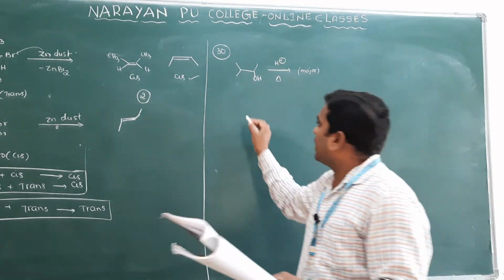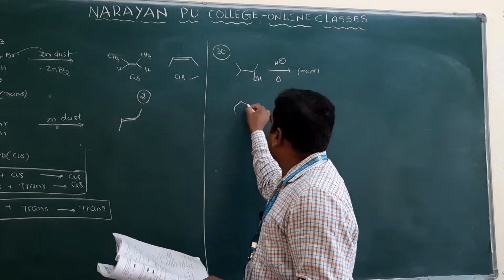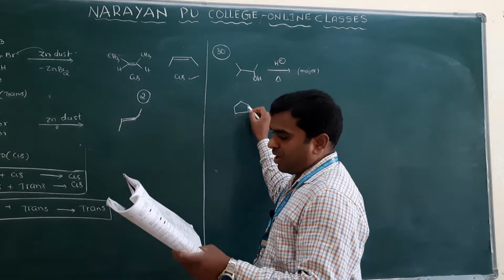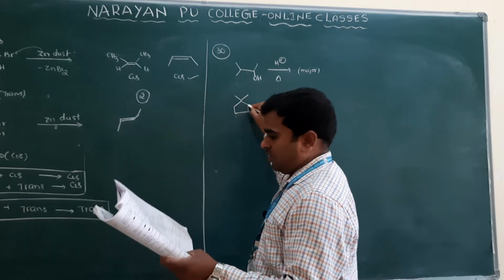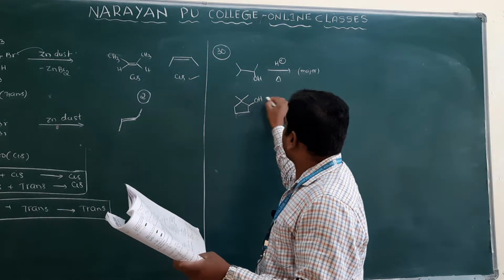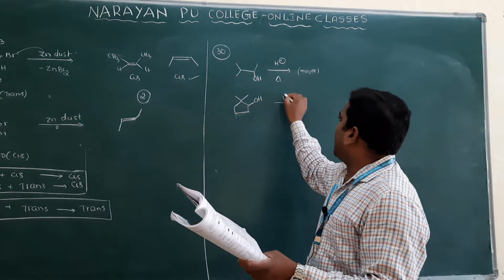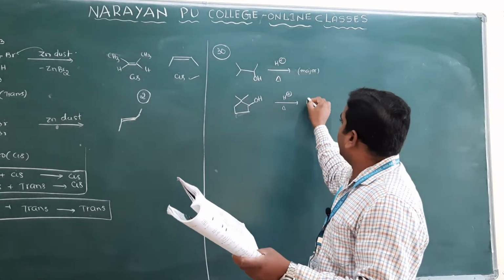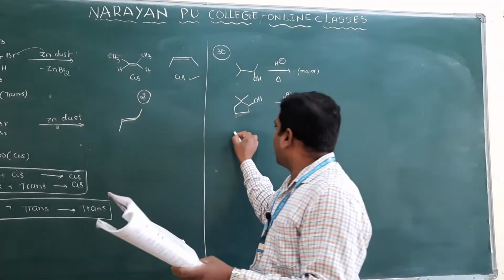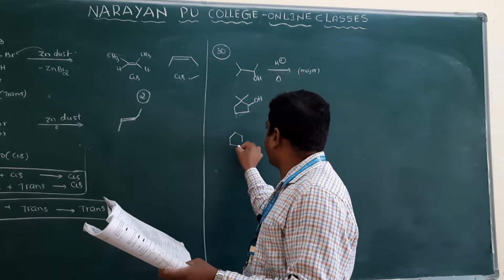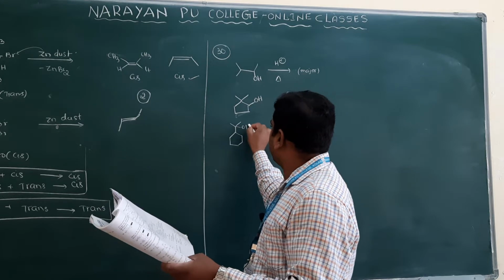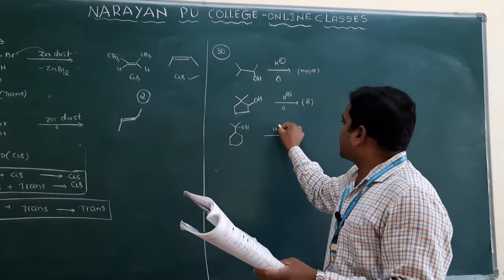Clear? Next one. Another one is there. This is the 5-member ring they have given, and here OH, with the same H plus ion and heat. You will get B here. B should be the major product. And the last one, here OH, and the same H plus and heat.